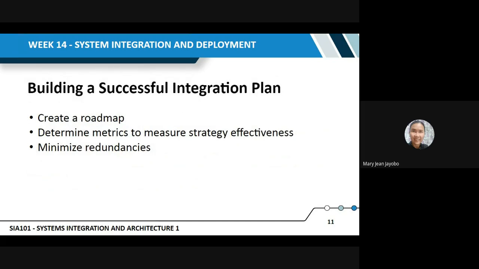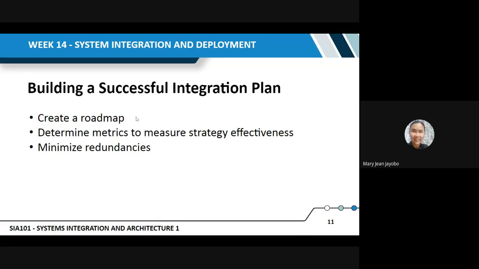Now, the next one: building a successful integration plan. For an enterprise to have a successful enterprise integration strategy, there are several steps to take before action. Besides evaluating the needs and technologies for the business, and what you hope to reap from improved enterprise integration, of course, you need to create a roadmap, parang plan. When we say roadmap, we are referring to the plan. That's the first step to build a successful integration plan.